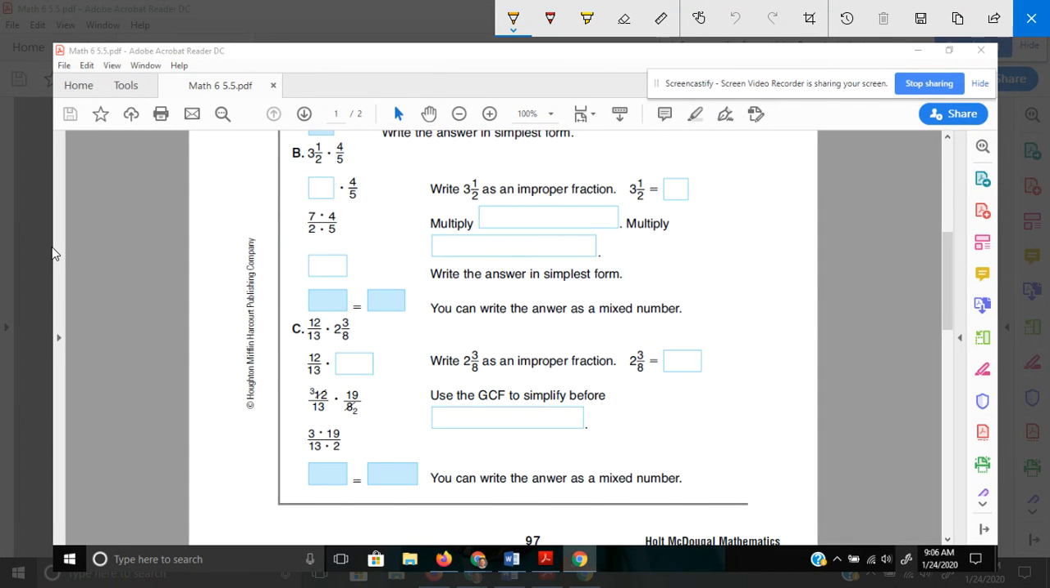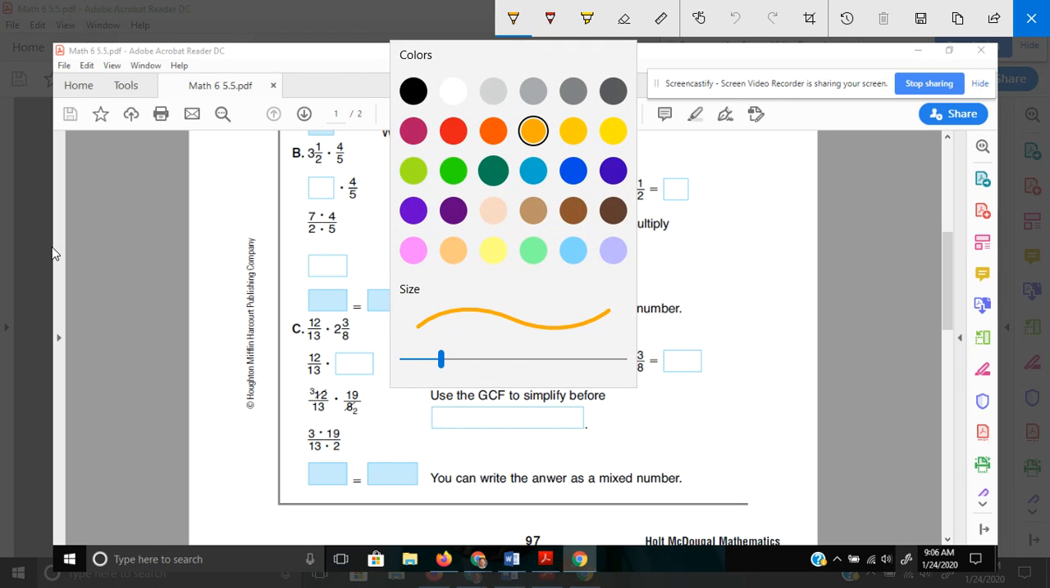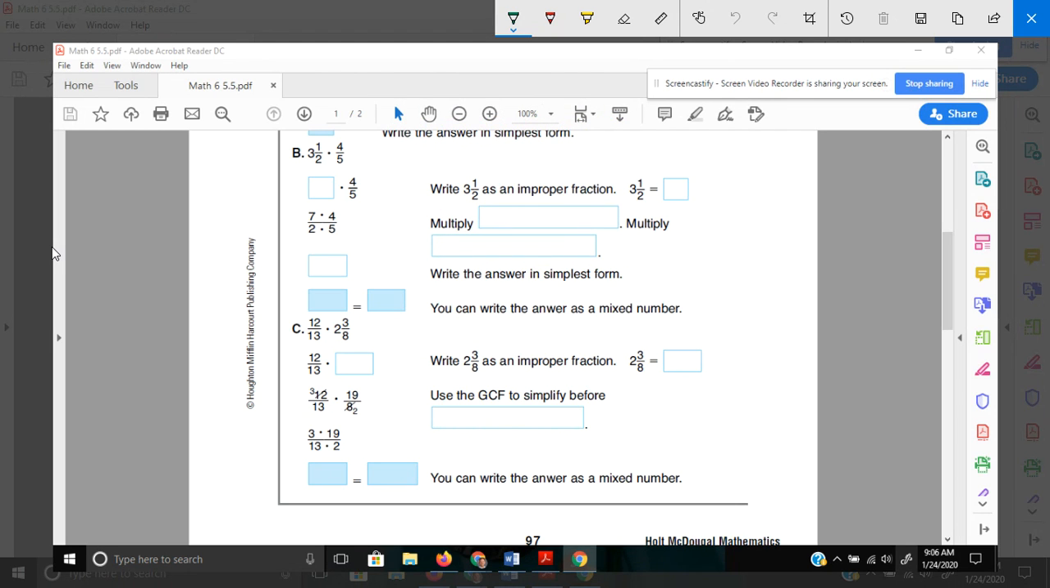All right, letter B says 3 1/2 times 4/5. Again, I'm going to change 3 1/2 into an improper fraction. 3 times 2 is 6, plus 1 is 7, and keep my denominator of 2. So this is 7 halves times 4/5. 7/2 is the same thing as 3 1/2. Multiply your numerators, multiply your denominators.